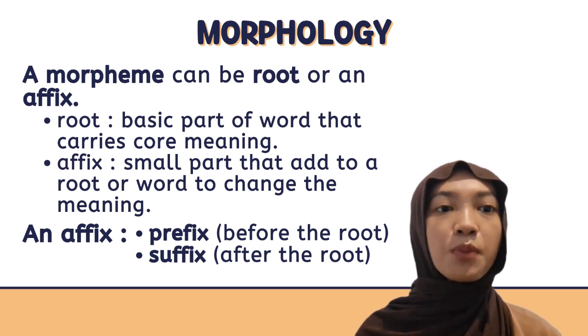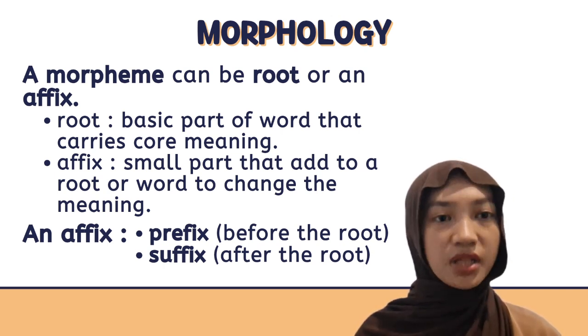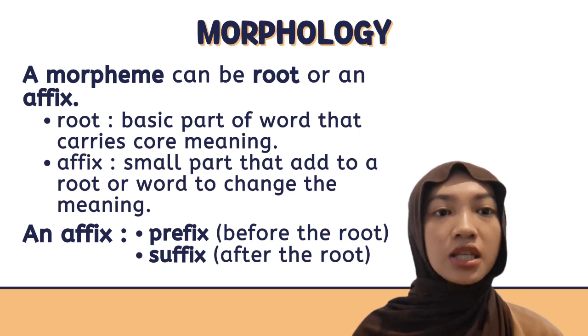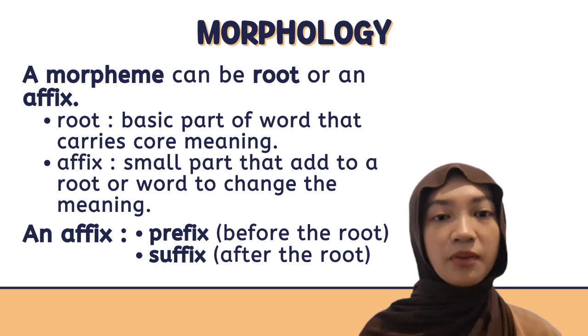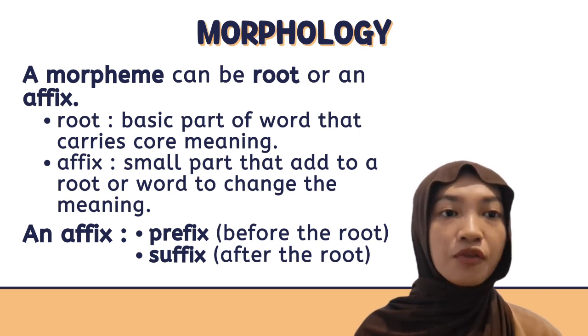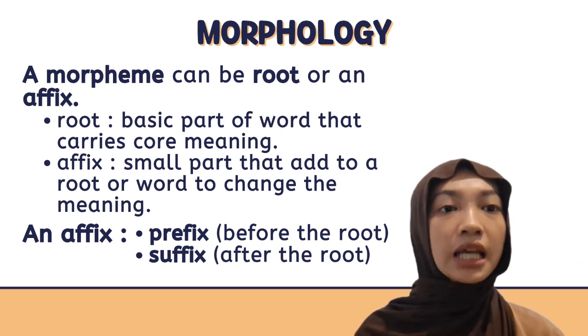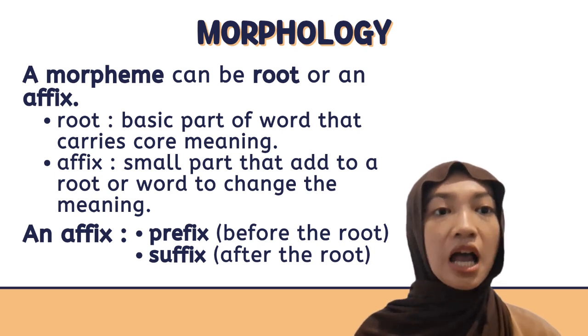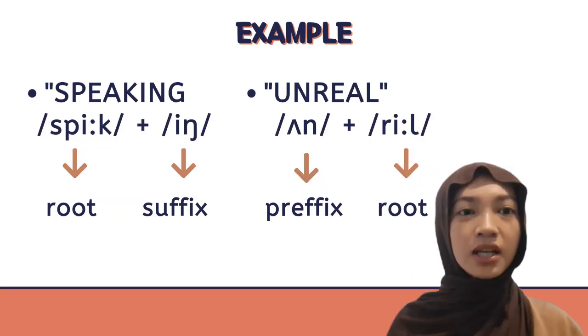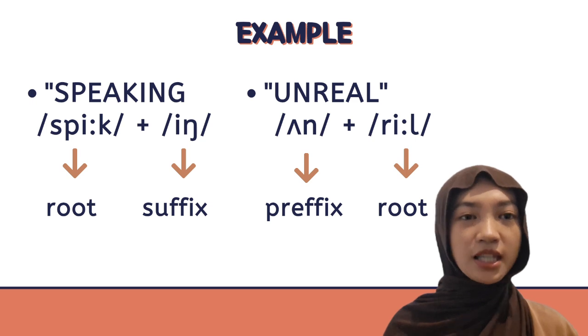A root is the basic part of a word that carries core meaning, and an affix is a small part that is added to a root or word to change the meaning. An affix has two types, prefix and suffix. A prefix is before the root and a suffix is after the root. Okay, let's take a look at examples.